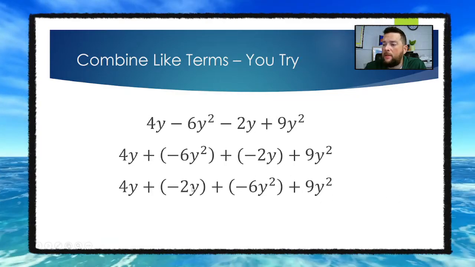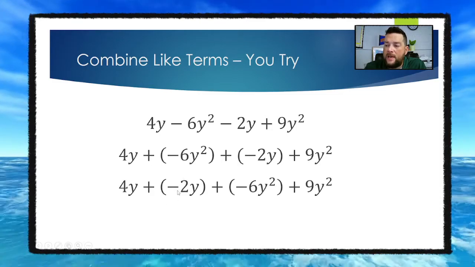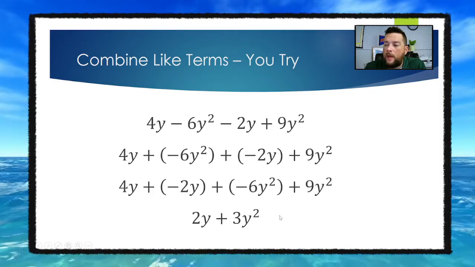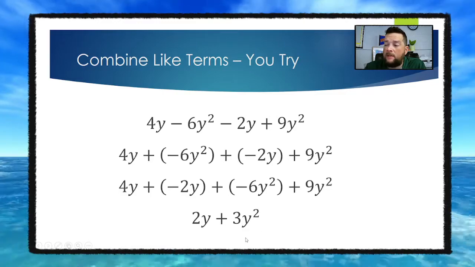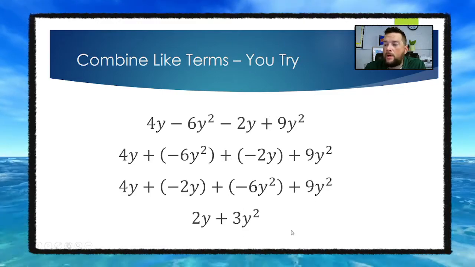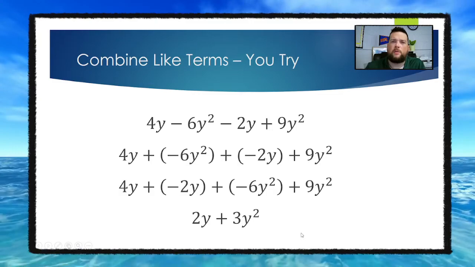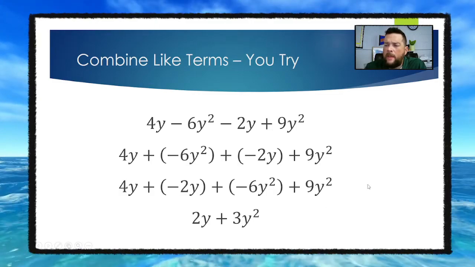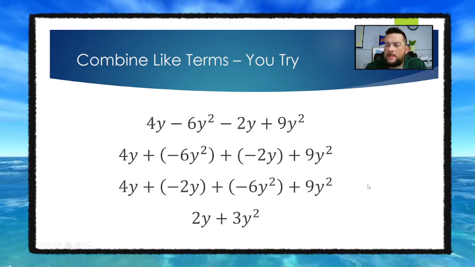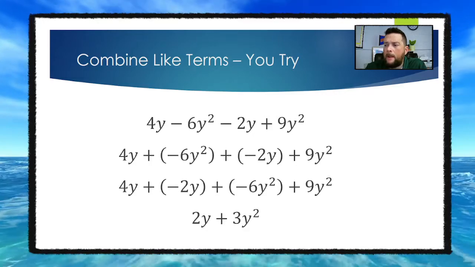So now that we've grouped everything, 4 plus negative 2 is a positive 2. And negative 6 plus positive 9 is a positive 3. And we're done. We've got 2y plus 3y squared. Well, that's combining like terms. That's kind of a recap from yesterday.